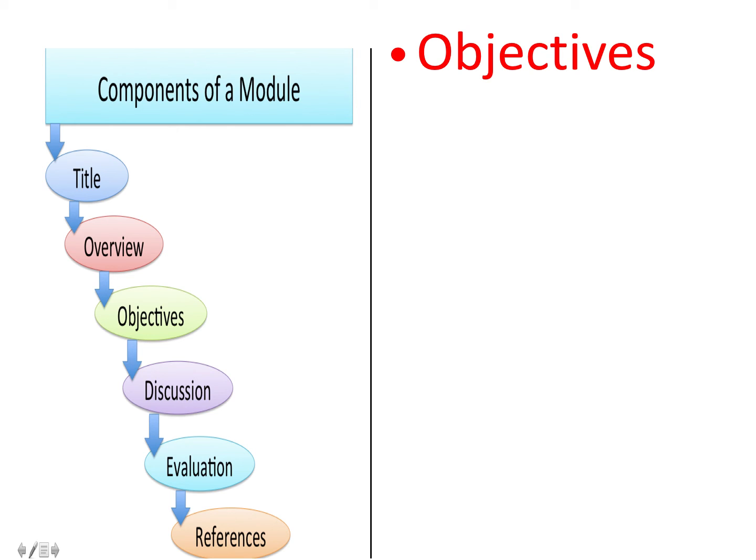Objectives explain the knowledge, skills, and attitude you want to teach. They should be stated in terms of the learner's behavior. When writing your objective, remember the acronym SMART: specific, measurable, attainable, realistic, and time-bound.